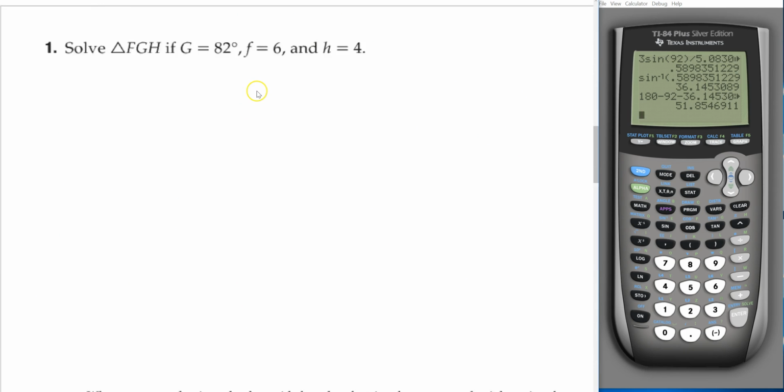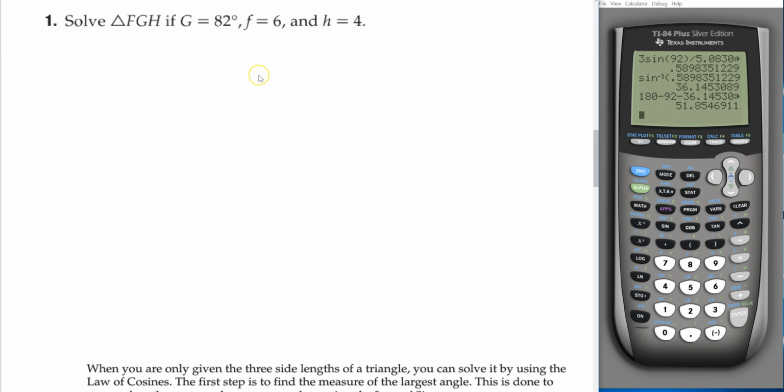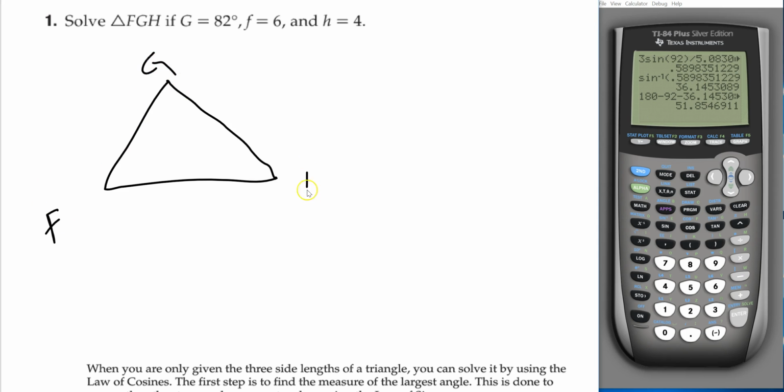This is the same one, so I'm actually gonna skip it just for the sake of it. It's doing the exact same thing again. Actually, I'll draw it. And maybe let's find one missing side. We'll solve the whole triangle this time. F, G, H. F is 6, so now it's little h. Little h is 4. And G is 82.